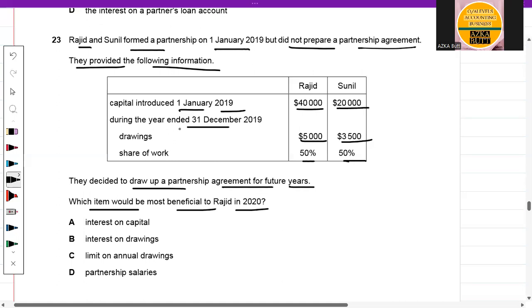Since Rajat and Sunil didn't have a partnership agreement, they defaulted to the partnership act, which typically doesn't provide for interest on capital, drawings, or salaries. So to benefit Rajat in 2020, the most advantageous item would be the interest on capital. This is because Rajat contributed more capital, which is $40,000, than Sunil. By including interest on capital in the partnership agreement, Rajat would receive a higher return on his investment, reflecting his larger contribution to the partnership. So this provision would benefit Rajat more than the others, as it would recognize his greater capital contribution and provide a higher return. So that's why option A is the right option.